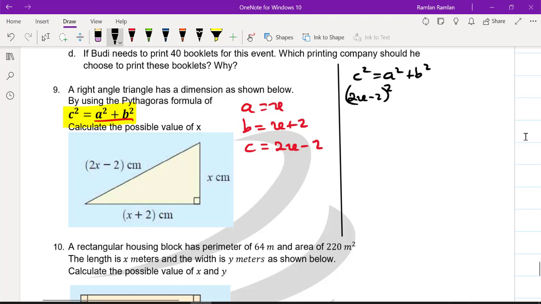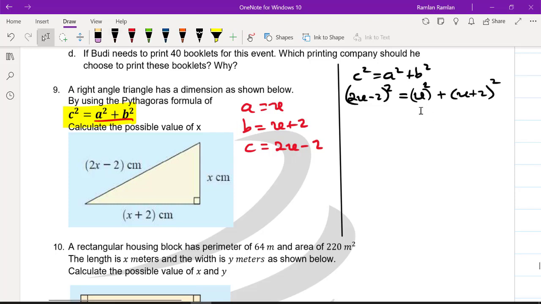And then equals the a, which is this one. You don't have to use a bracket for this one because it's a single term. And then the last one is the b, which is x plus 2. And this one needs to be in a bracket because we have two terms inside the bracket. Now we only need to expand the bracket.